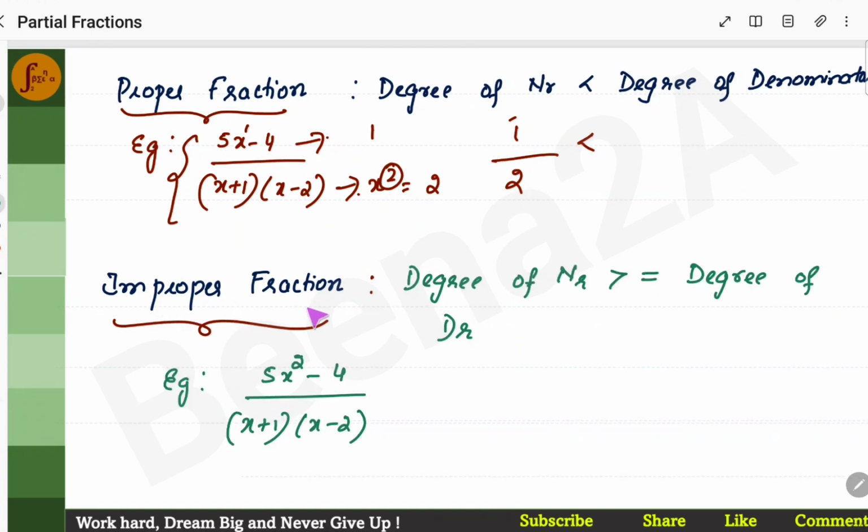Now let's see what an improper fraction is. In case of improper fractions, degree of numerator will be greater than or it can be equal to degree of denominator. Now take this example. What is the degree of numerator here? It is 2 because the highest power of x is 2. And what is the degree of denominator here? It is 2. Right? So degree of numerator is equal to degree of denominator. So this is improper.